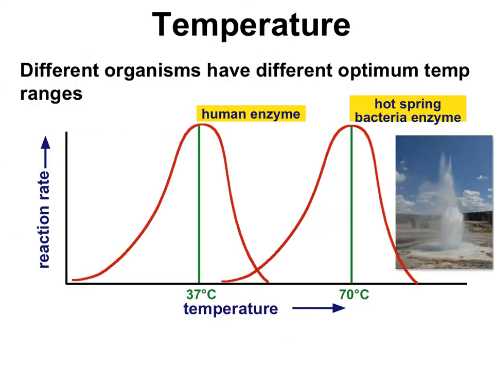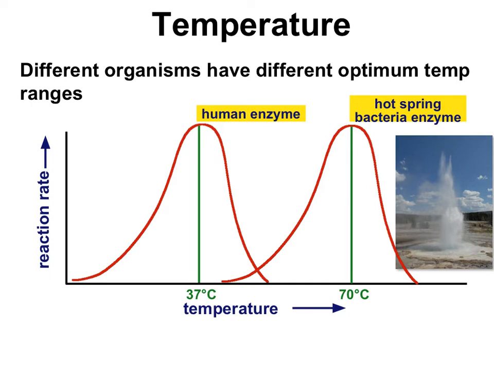I really like this graph because it shows us a great connection to evolution. Enzymes in different organisms that live in different conditions can work at different temperatures. This one on the left shows a human enzyme. Humans have a body temperature of around 37 degrees centigrade, so most of the enzymes in our body have an optimal temperature right around there.